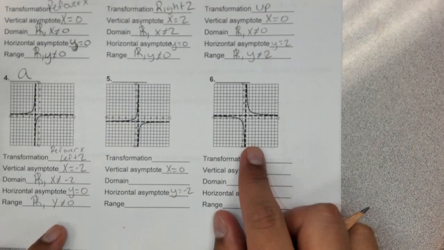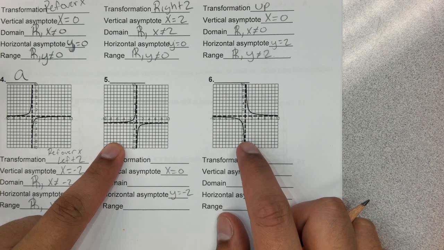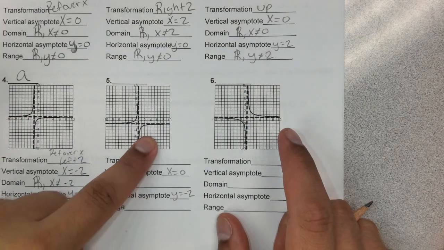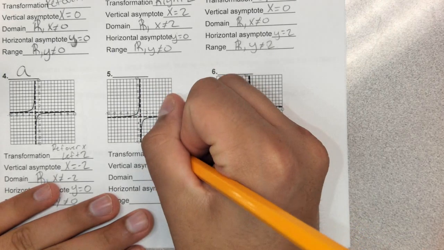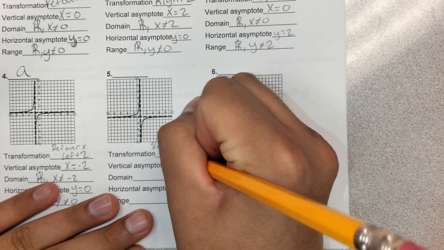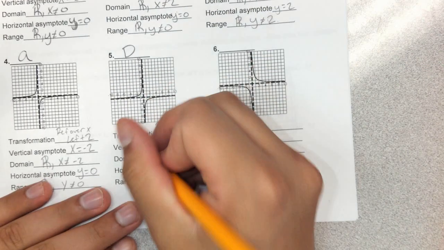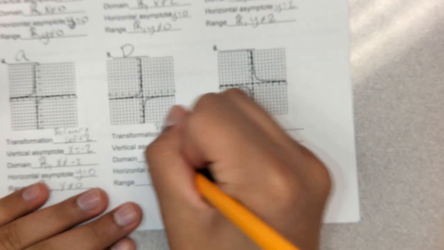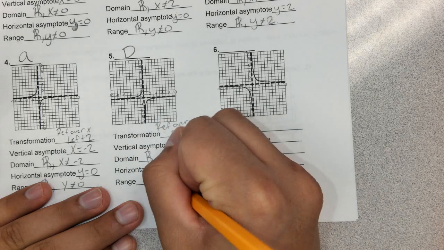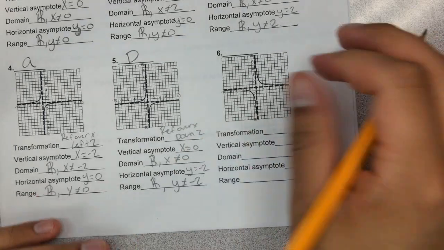This one is also reflecting because if you look at this graph compared to this one, look at the branches. Instead of being in the third quadrant, it shifted over to the second one. Instead of being in the first, it came down to the fourth one. So that's a reflection. That would be D. For the domain, all real numbers, x cannot equal 0. Range, all real numbers, y cannot equal -2.